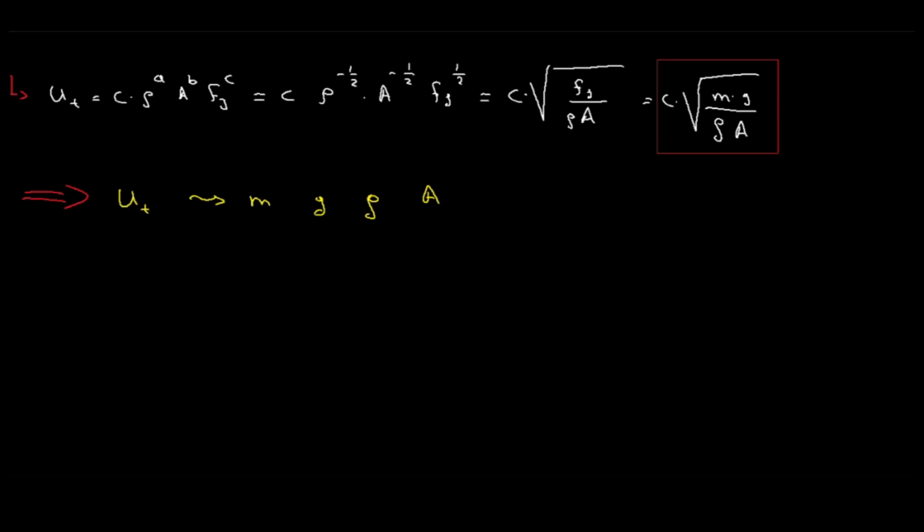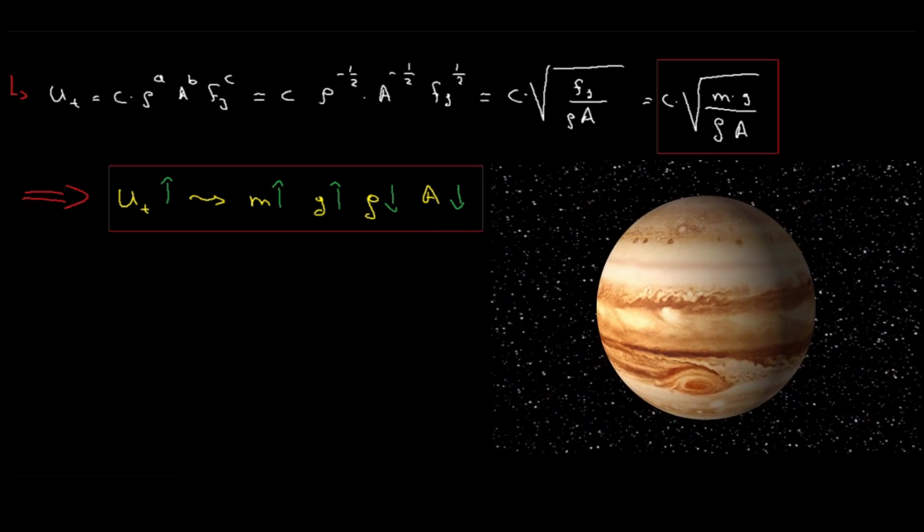What is clearly visible now is that the terminal velocity will increase if body mass increases, or if gravitational acceleration increases, or if air density decreases, or if the surface area decreases. For example, if you were to repeat the experiment on Jupiter and assume the same mass, air density, and surface area, your terminal velocity would increase simply because the gravitational pull of Jupiter is much stronger than Earth's. In fact, since Jupiter's gravity is about 2.5 times stronger than Earth's, and the velocity dependence scales as the square root of gravity, your terminal velocity on Jupiter would be roughly 1.6 times faster than it is on Earth.